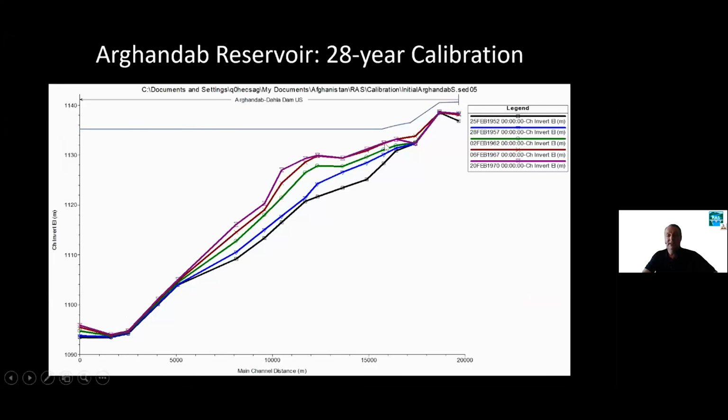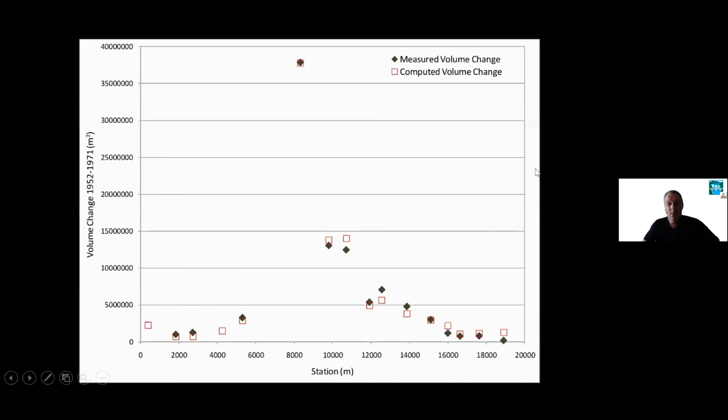And so you can see every 7 years is what I'm plotting here, the prograding delta. And so then we compared it to the actual volume change at each of these cross sections. And so you can see the computed volume change and the measured volume change.